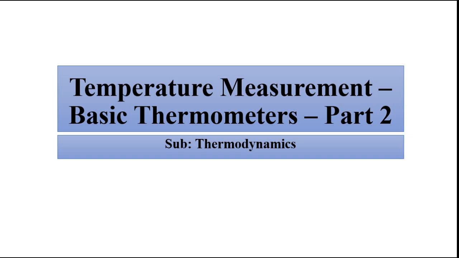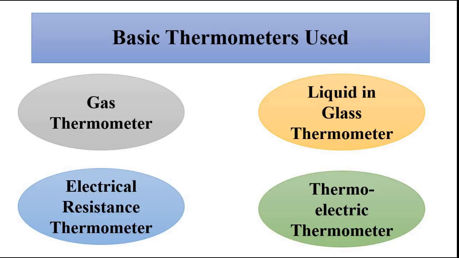Hello friends, so we'll continue the second part of the basic thermometers which are used for temperature measurement. So far we have covered gas thermometers and liquid in glass thermometers. In gas thermometers, if you remember, the main sensing parameter was the pressure of the gas placed in the gas chamber. And in liquid in glass thermometers, the main sensing parameter was the level of the sensing liquid, mercury or red alcohol or any other sensing liquid which is used.